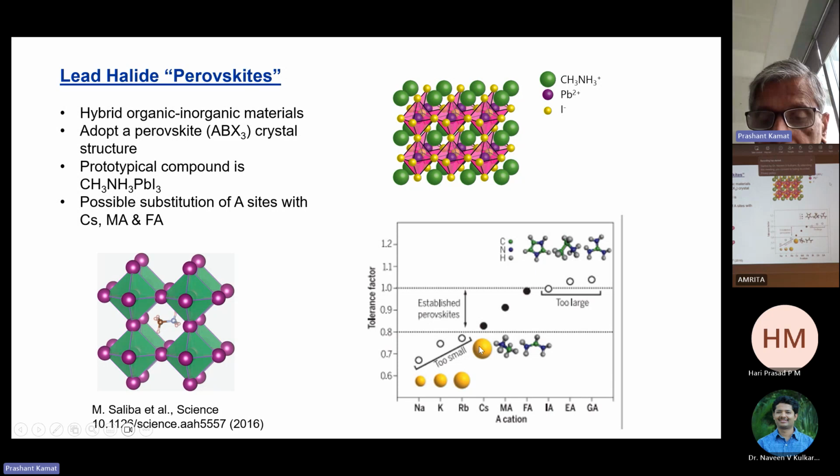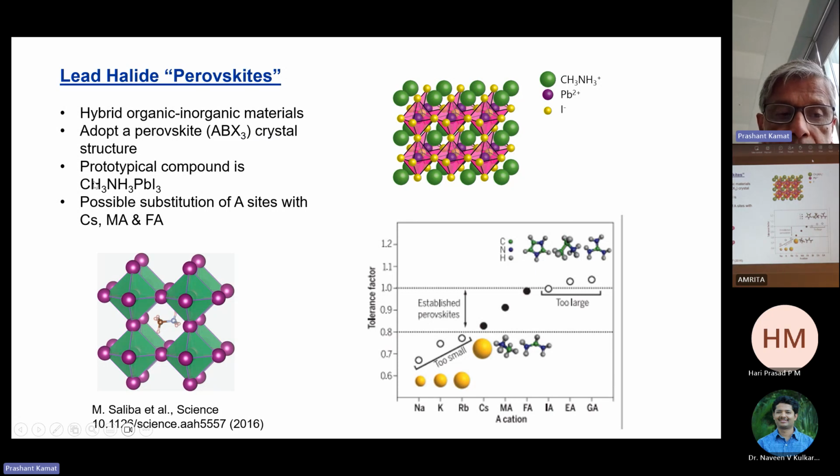Other cations are either too small, like sodium, potassium, rubidium, or larger, like ethylammonium and those kind of things. So based on that, it forms a structure. It is very analogous to the oxide perovskites, where it is ABO3, like strontium titanate. But it so happens that here we have a halide ion. And a prototypical compound is methylammonium lead iodide, which has been widely used.